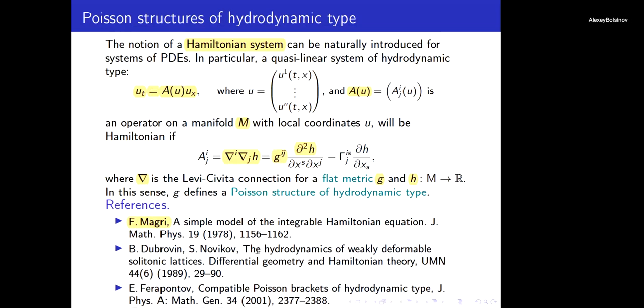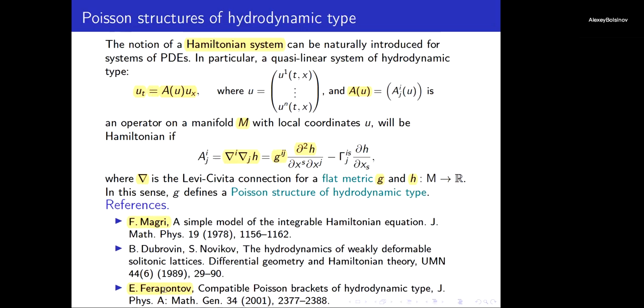So Dubrovin and Novikov introduced and studied Poisson brackets of hydrodynamic type. So that's what I'm talking about. And the last paper I mentioned, by Ferapontov, is the theory of compatible Poisson brackets of this type.